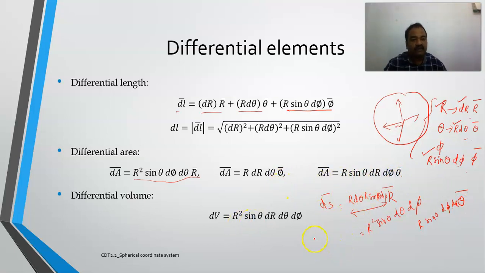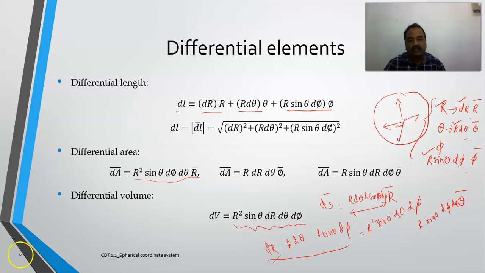And when I want a differential volume, because I want to consider a chunk of this entire sphere, I should consider all these things. One is dr, the other one is R d theta, the other one is R sin theta d phi. So if I join all these things, it is R square sin theta dr d theta d phi. Now, what is the significance of these differential volumes?